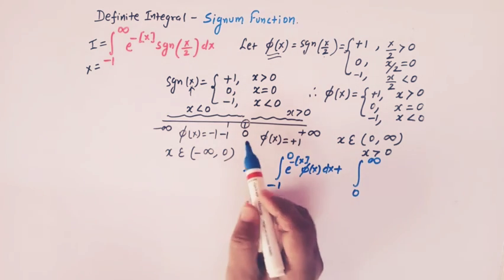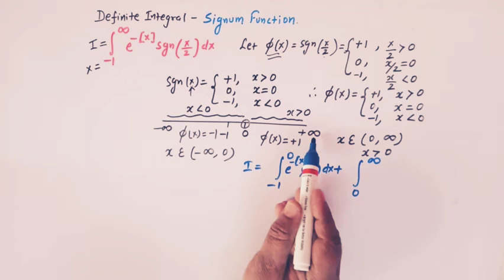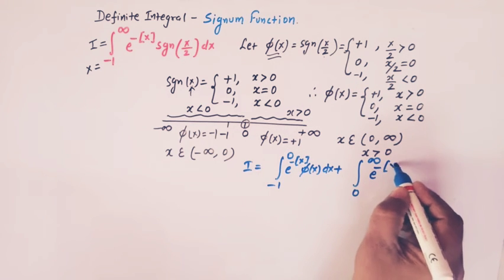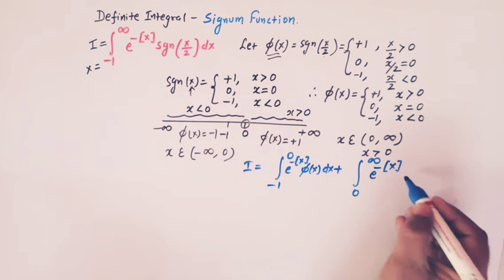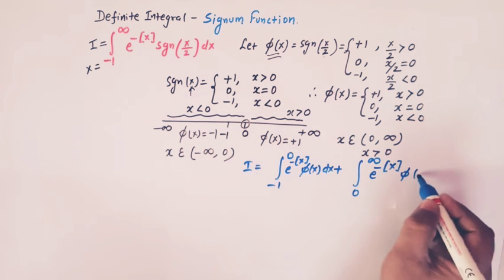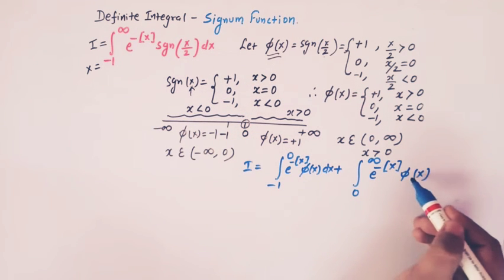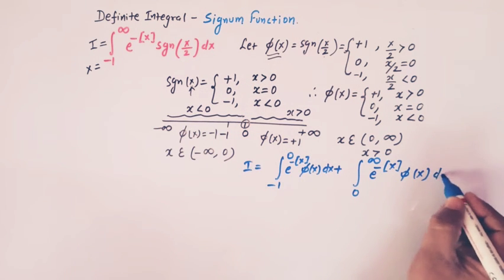And the second integral is from 0 to infinity. So here we have the integrand e raised to greatest integer x, and the function signum of x over 2, which can be replaced by phi of x, right?